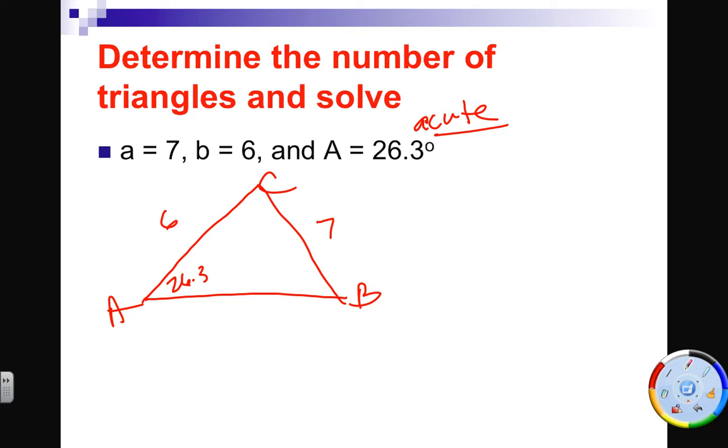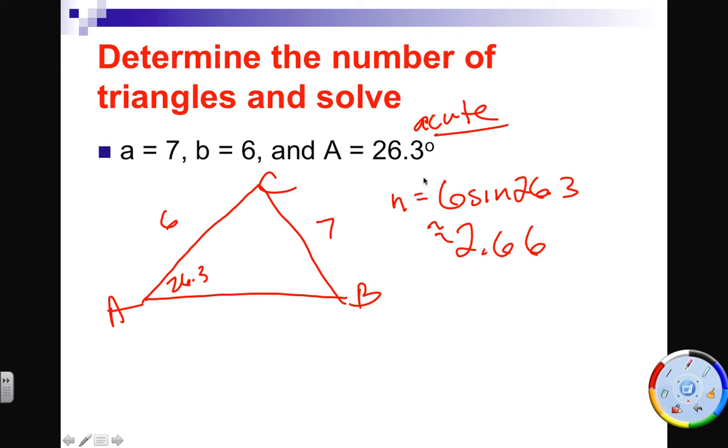And then I need to look. Well, the first two things, compare it to h. So let's find h. h is equal to 6 times the sine of 26.3, which is approximately 2.66.